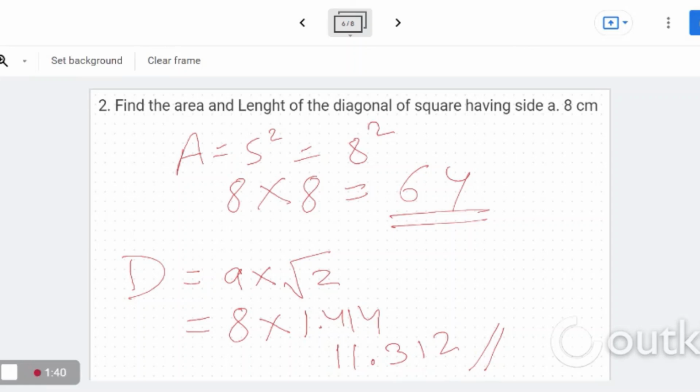Now for question number 2B, they have taken the side as 12. So what you have to do is, instead of 8, you take 12 into 12, that is 144, and then again multiply a into root over 2, that is 12 into 1.414, and write the answer. Similarly, you do question number C also.